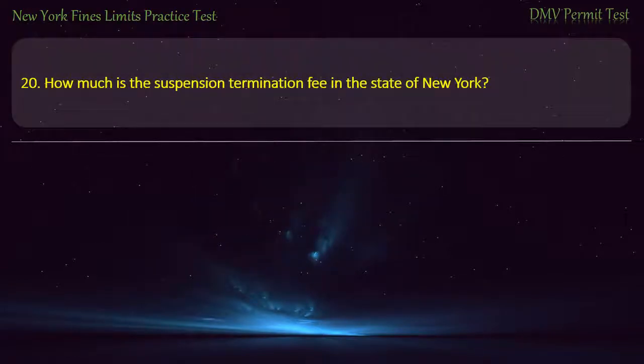Question 20. How much is the suspension termination fee in the state of New York? $25. $10. $50. $125. Answer. $50.